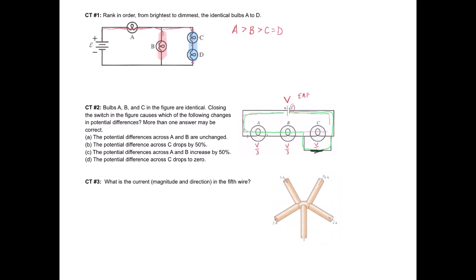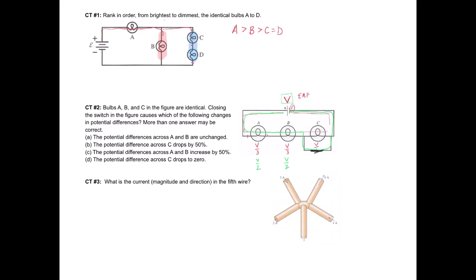And then what we can do is we can say, well, now the potential that I had needs to split up evenly across A and B. So A is now going to be V over 2, and B is also going to be V over 2.